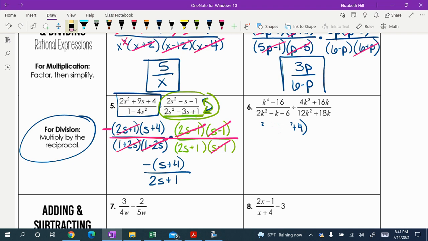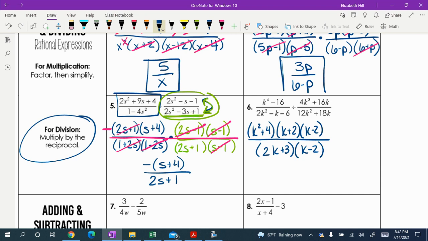So I'm going to go ahead here, so that this is factored out completely. So k squared plus 4, and then I should have k plus 2, k minus 2, all over, and then, let's see, we'll have a 2k plus 3 and a k minus 2.